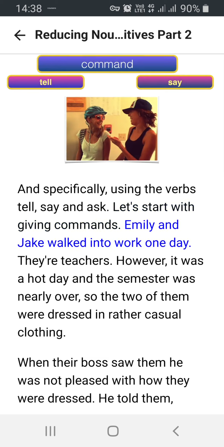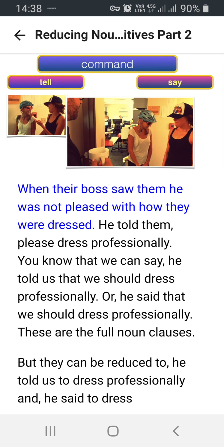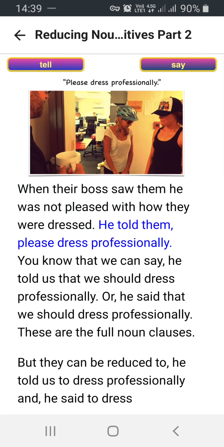Emily and Jake walked into work one day. They're teachers. However, it was a hot day and the semester was nearly over, so the two of them were dressed in rather casual clothing. When their boss saw them, he was not pleased with how they were dressed. He told them, "Please dress professionally."